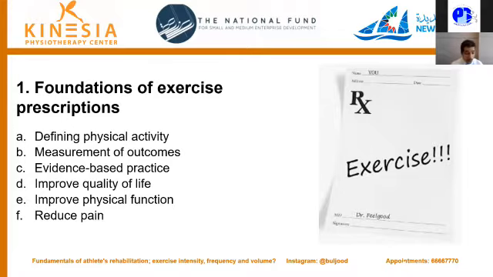We need to do some outcome measures to prescribe an exercise. We need to define what physical activity is for any kind of person. Fourthly, quality of life. The ultimate aim of those exercises that are prescribed, or that will be prescribed by you, is to improve quality of life.